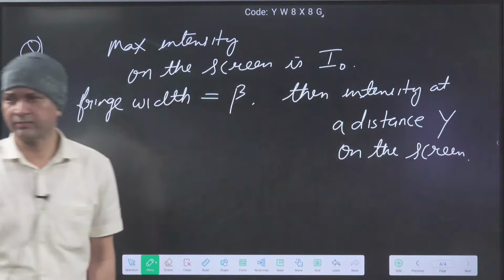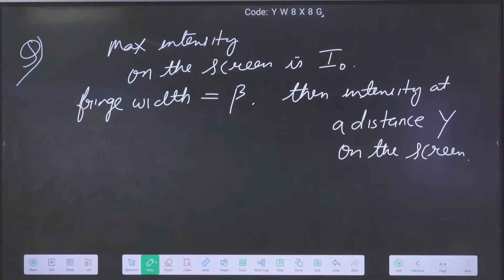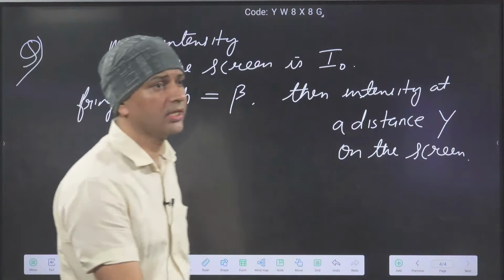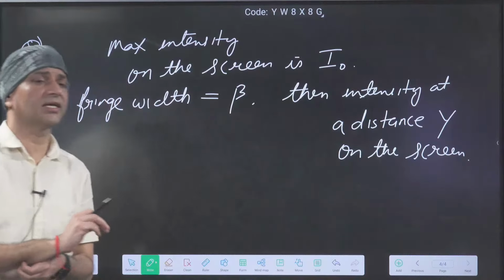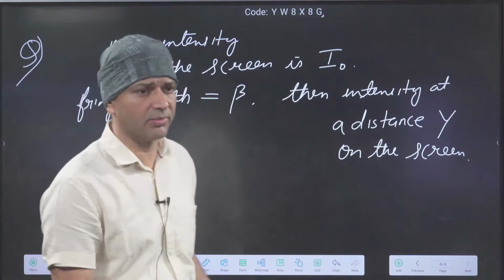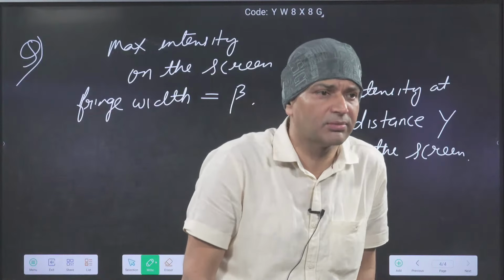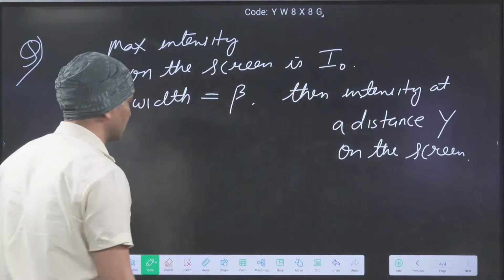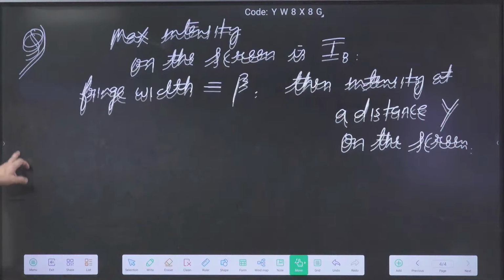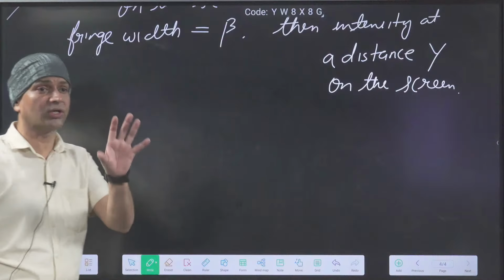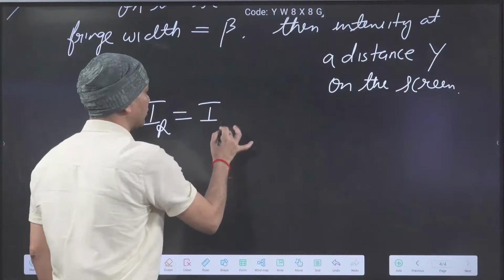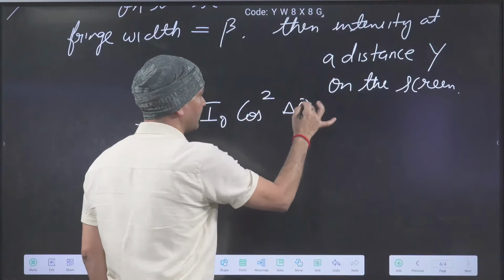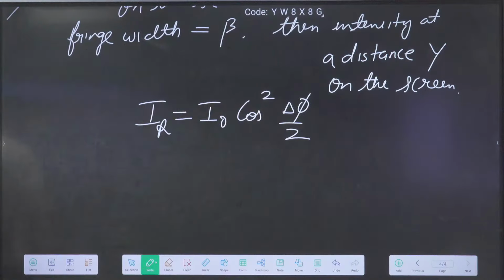In YDSE, if they do not mention, we always take the intensity of both sources as equal. If I am saying the fringe width is beta and I am asking what is the intensity at a distance y on the screen from the central maxima? If not mentioned, it means we have to measure from the central maxima. So in YDSE, the intensity is taken equal till they mention otherwise. Then for the resultant intensity, we have learned the formula I naught cos square delta phi by 2. Do you remember this intensity formula or not?